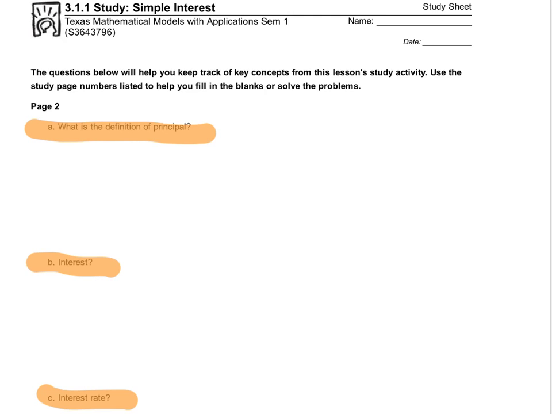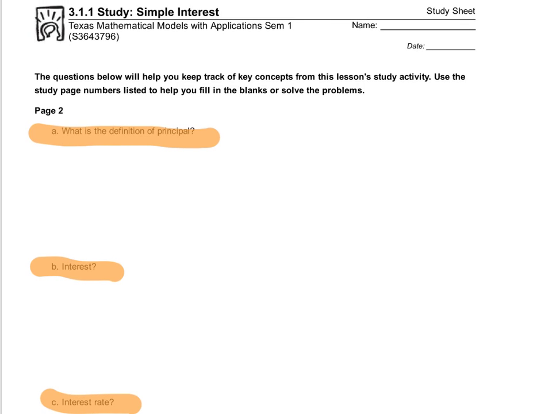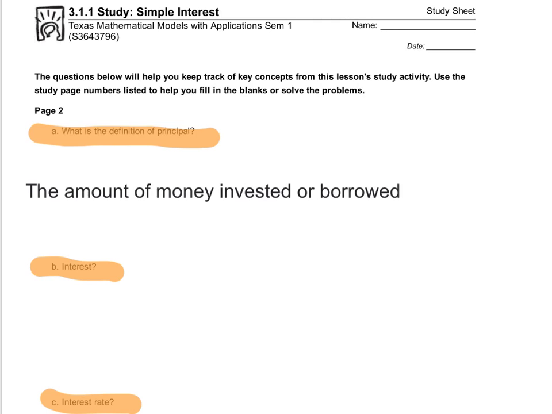Okay, so this lesson is on simple interest and how it's calculated. The definition of principal is the amount of money invested or borrowed. Think about the principal as kind of like when you buy a house or you buy a car. It's the actual amount of the original loan that you get. So that is the definition of principal.